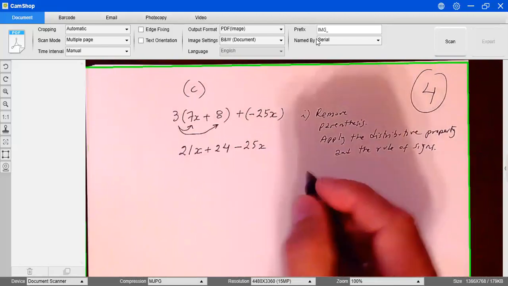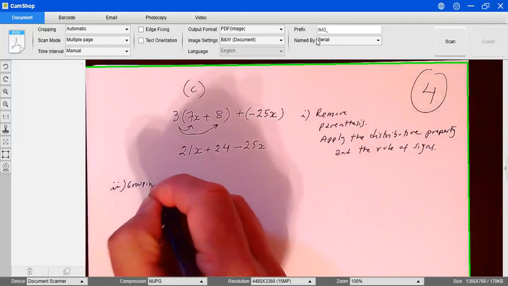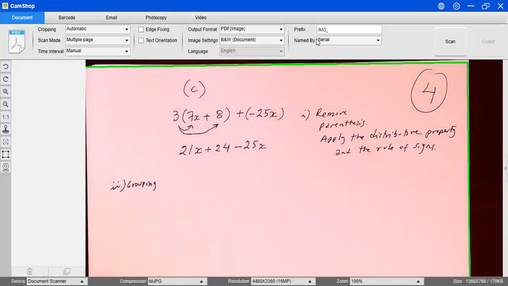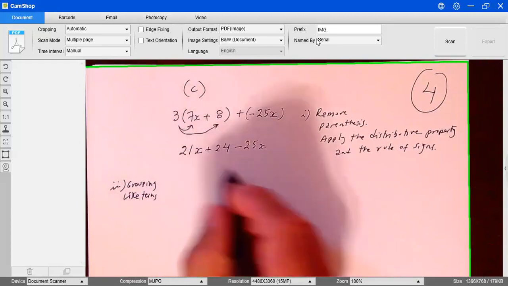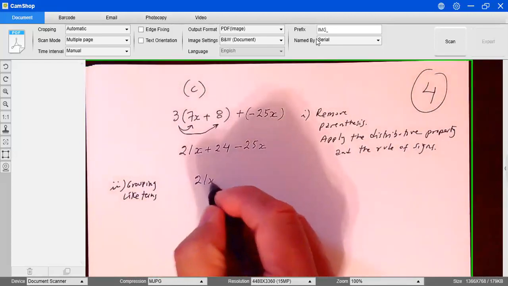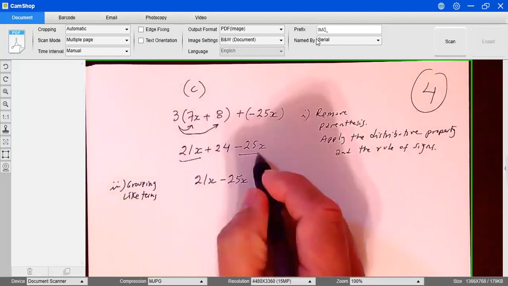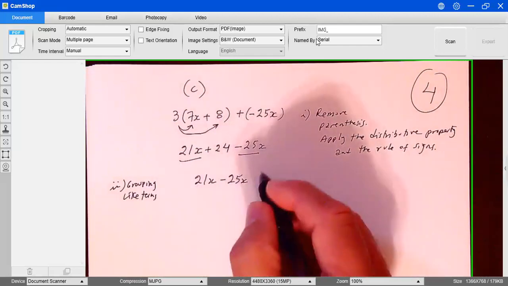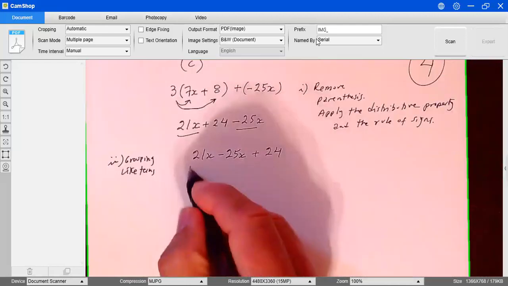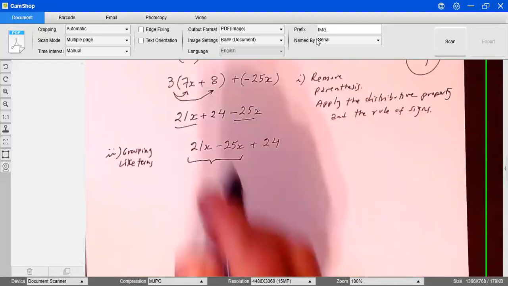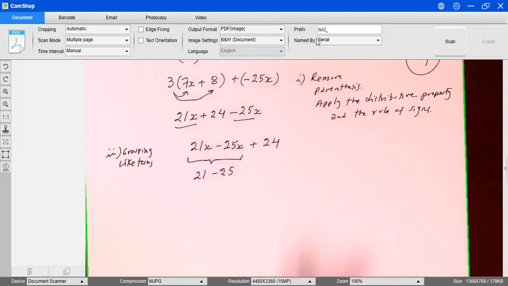Now we're going to do grouping of like terms. So we're going to write 21x minus 25x. These go together because these are like terms, plus 24. Then we're going to combine these two. We're going to write just the coefficients, 21 minus 25.